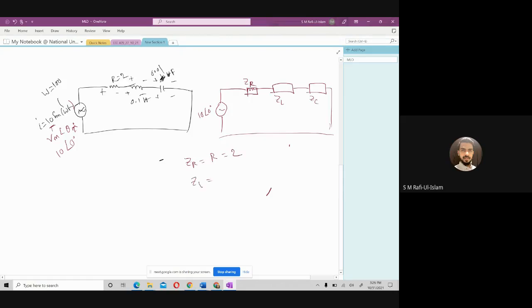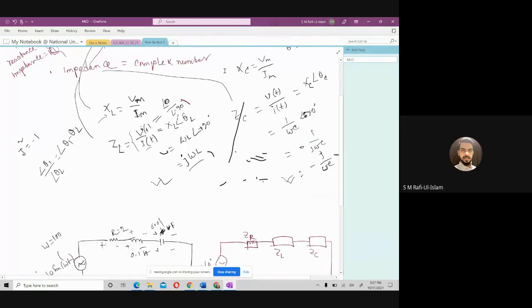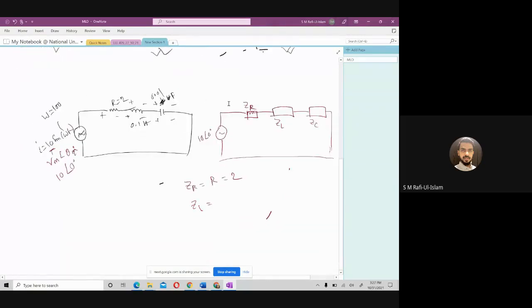Sir, it will be omega L then. No, omega L is the reactance. As we have just discussed, the impedance should be j omega L, or omega L times an angle of plus 90 degrees. So j omega L. The omega value is 100. So j omega is 100 times L, which is 0.1 or something, and then ZC is nothing but, what is the value?